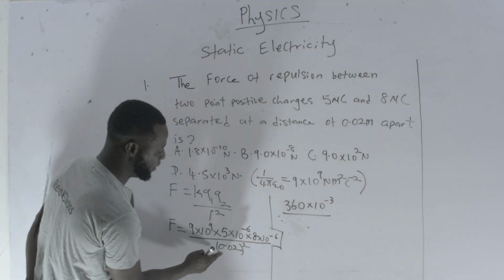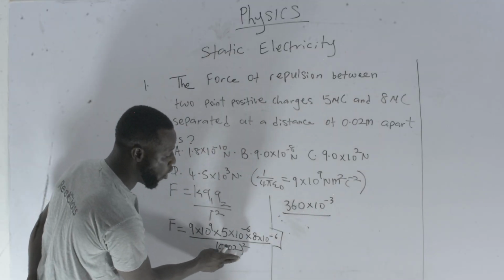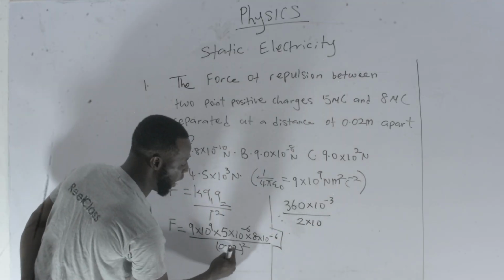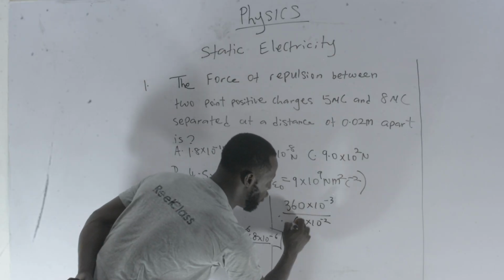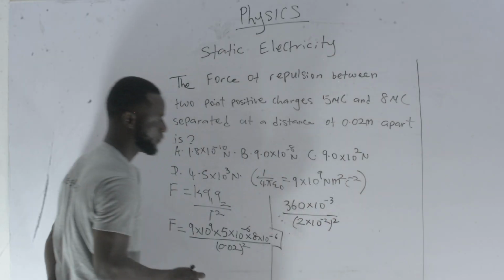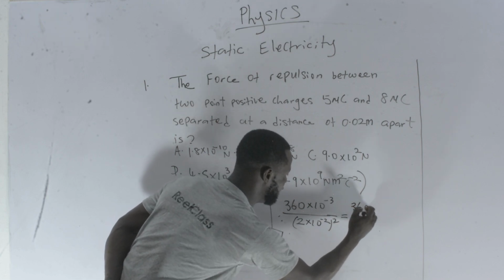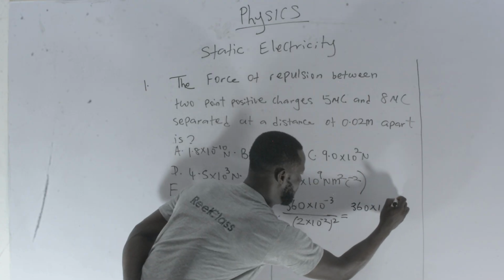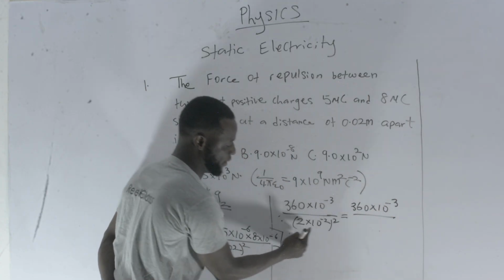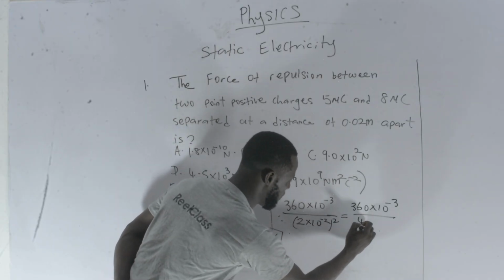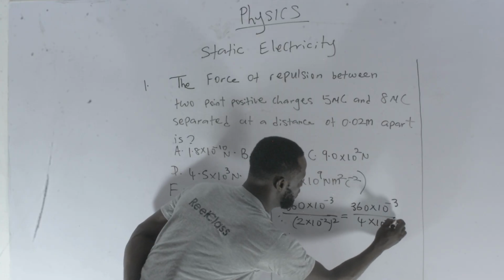Divided by, the power, this is 0.02, all squared. I can also do it as 2 times 10 raised by minus 2, all squared. Which I can go on and say, this is 360 times 10 raised by minus 3, divided by this square, is going to affect both these 2 and then this 10, which will give me 4 times 10 raised by minus 4.